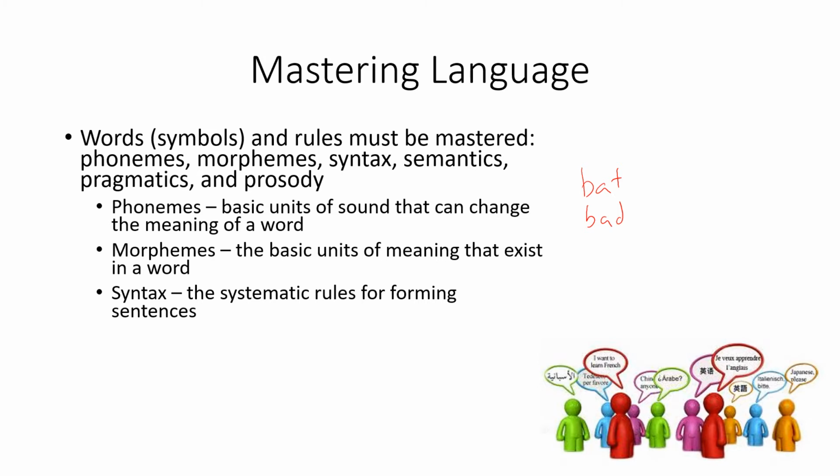Then you've got morphemes. Morphemes are the basic unit of meaning that exists in a word. So when we look at bat and bad, a morpheme in this case is the full word bat, the full word bad. But if I use the word, let's say, fire truck, the word fire truck has two morphemes within it, even though it's only one word. So morphemes are the basic units of meaning. In this case, it would be fire and truck, but you can mix them together to make fire truck, which is an extra meaning to it.